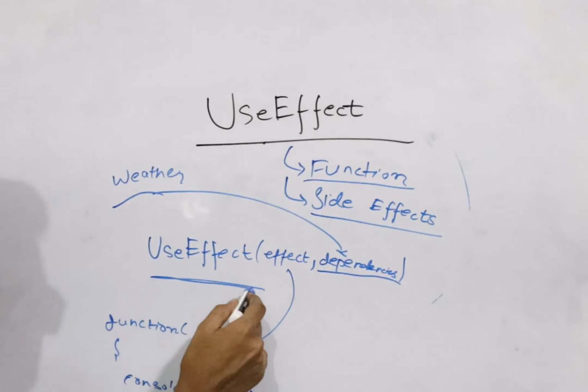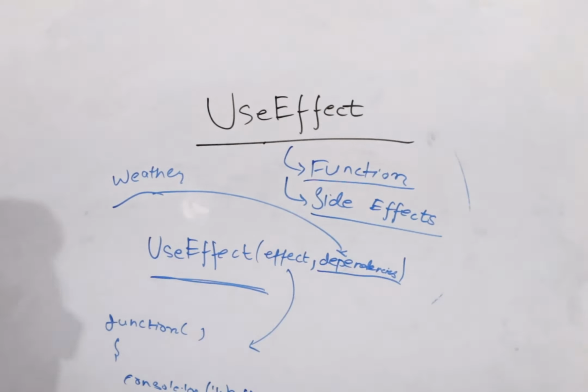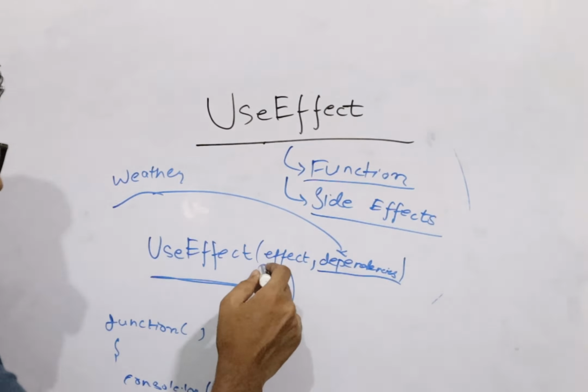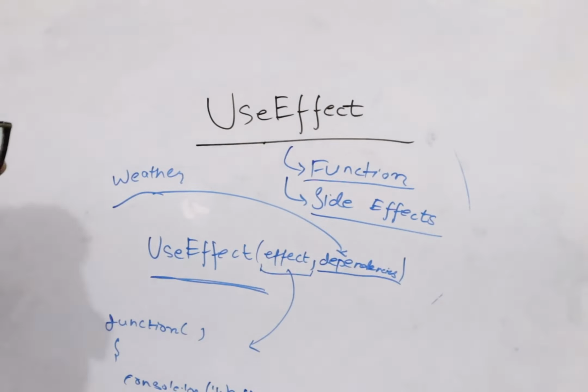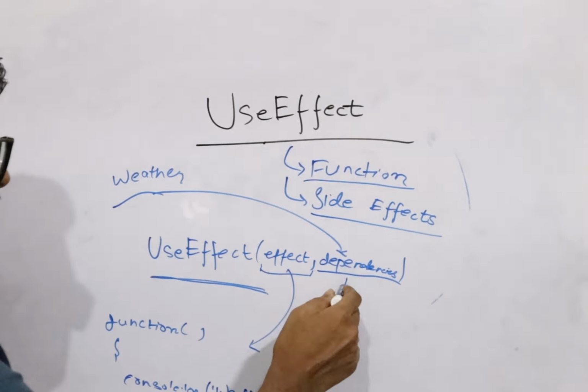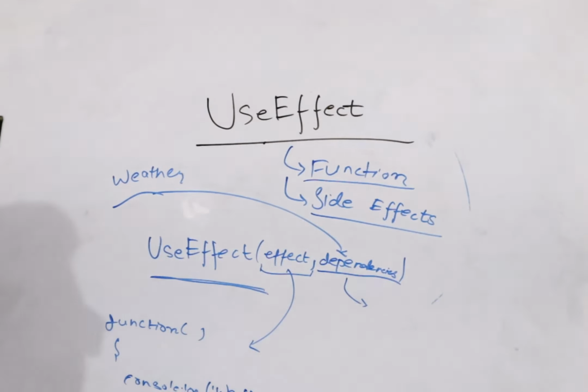We have this useEffect hook, and it takes two arguments. One is the effect, which means what effect we want to happen when the useEffect hook runs, and the second is the dependency. This is optional. This means what should change to run the effect. When the state of weather changes, this function will run and it will print "weather changed" in the console.